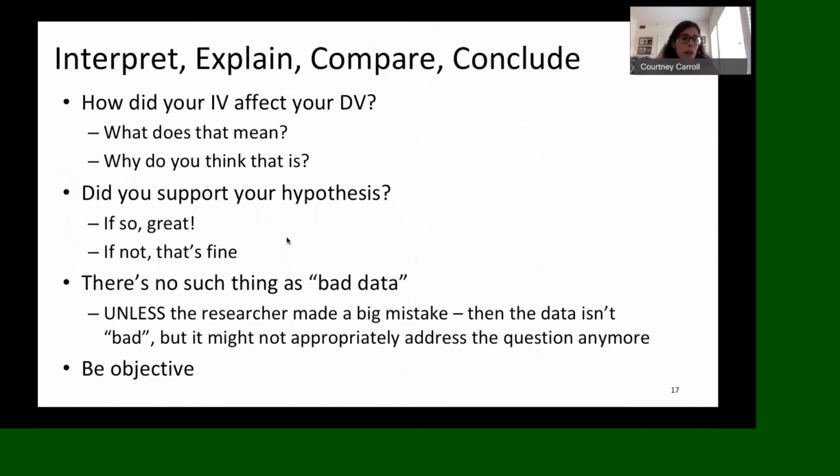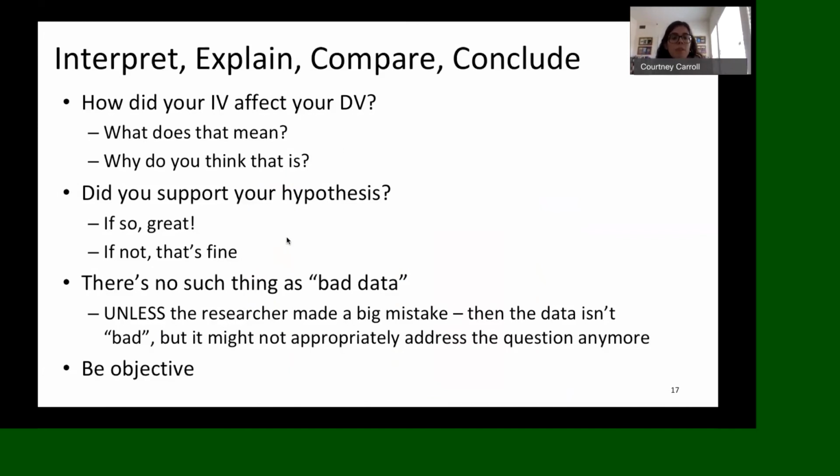And then finally, we want to interpret, explain, compare, and conclude. So you want to say, how did our independent variable affect our dependent variable? What does it mean? Why do you think that this is happening? Did it support your hypothesis? If so, great. But if not, that's fine too. Your hypothesis doesn't have to always be correct. In fact, if your hypothesis is always correct, people are going to start to think something's fishy. So it's okay if it's not right.